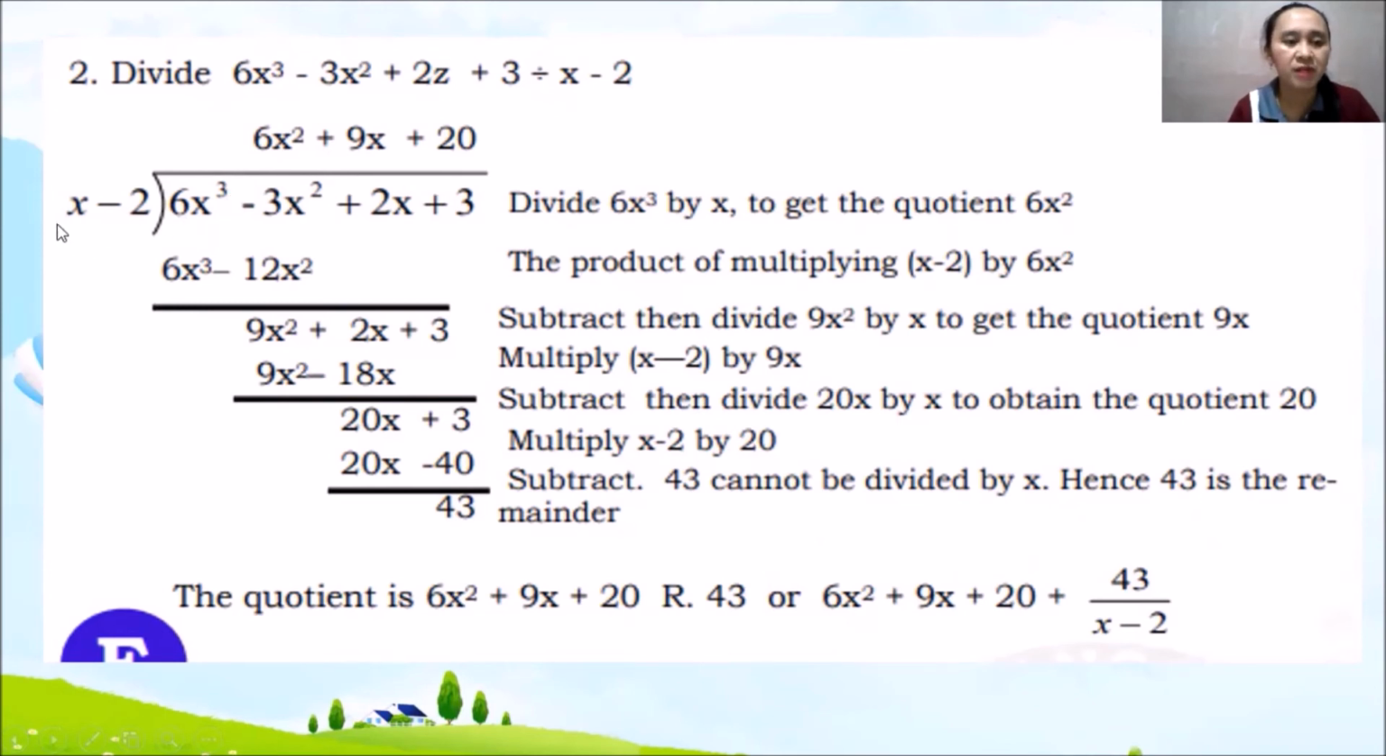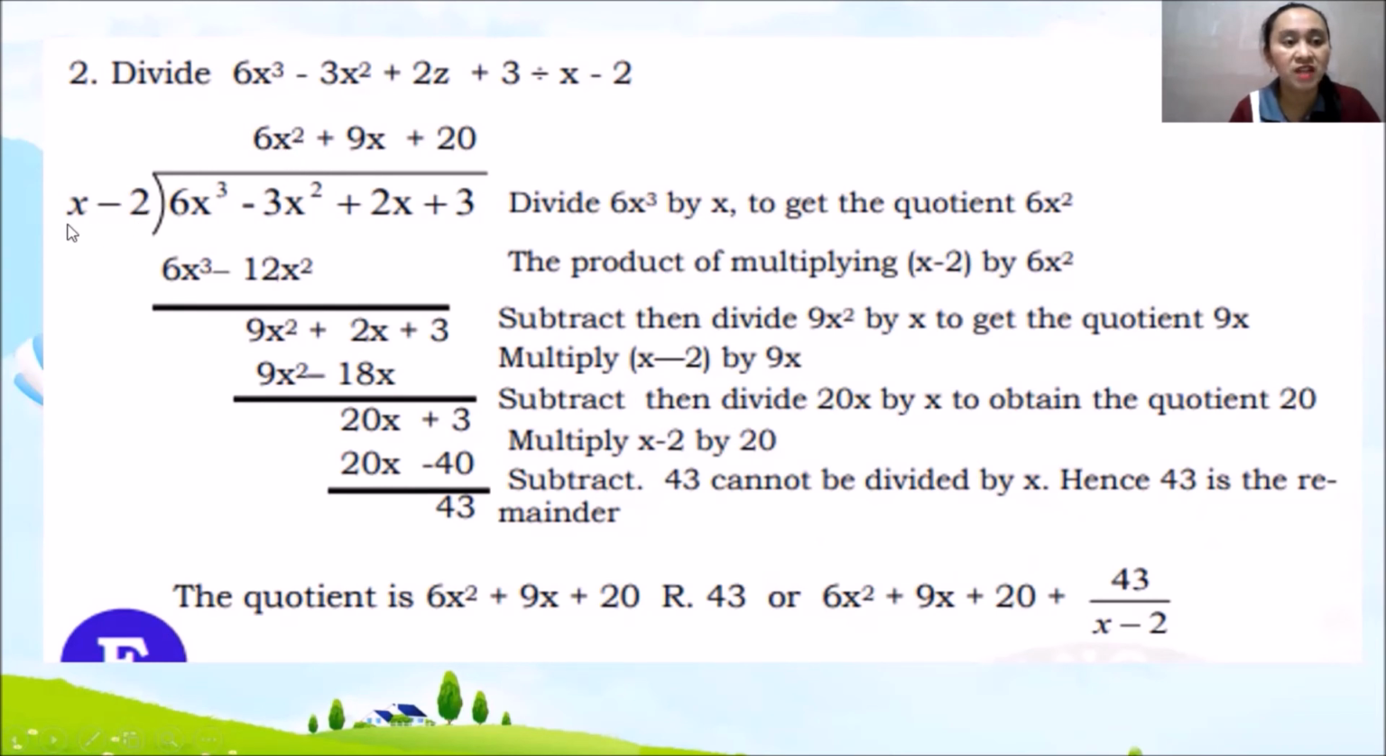6x cubed divided by x, 6 divided by 1 is 6. X cubed divided by x, 3 minus 1 ay 2. Kaya 6x squared ang first quotient. Then multiply 6x squared to x minus 2.